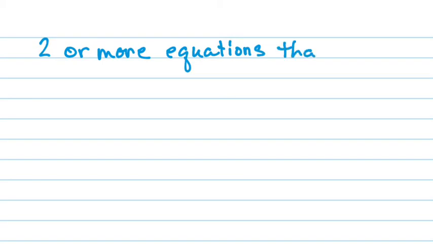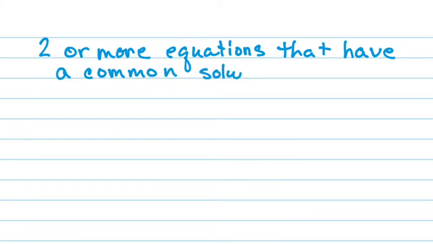So it's two or more. Now we're going to stick to just two equations. And again, we know they're equations because they have equal symbols. Two or more equations that have a common solution. So in other words, if x is 5 in the first equation, then x has to be 5 in the second equation. So they'll have a common solution.